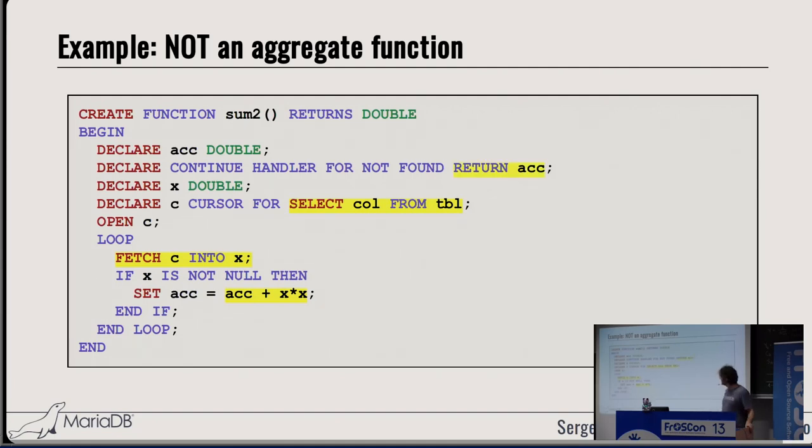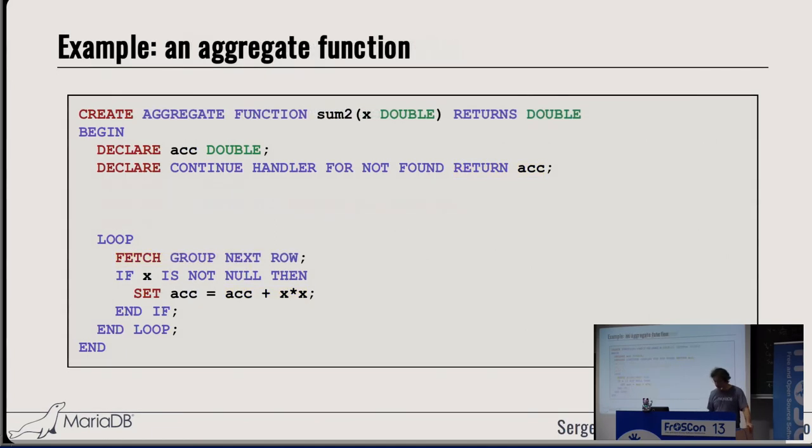And this is how our aggregate function looks. So let me highlight the difference. You need to specify the aggregate keyword, and you specify the argument instead of declaring it as a variable somewhere in the middle of the function. There is no explicit cursor declaration anymore because there will be an implicit cursor created for you that goes over the group. And instead of the cursor name, you specify group fetch next row. Otherwise, the logic of the function is exactly the same as if it was a standard non-aggregate function.